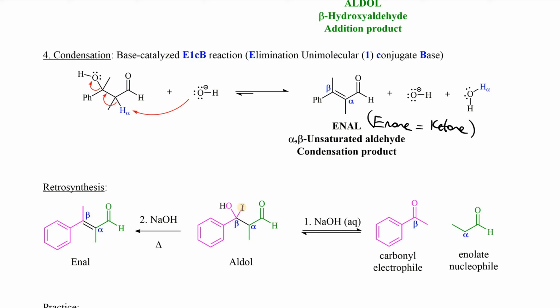We form the aldol functional group with these variable groups, this phenyl, methyl, this methyl group here. Essentially, it's the aldol functional group. Here, it's the enal functional group. Again, these groups are variable. But importantly, to form the condensation product, we needed this extra alpha proton. So the presence of 2 alpha protons is critical for any sort of condensation to occur.